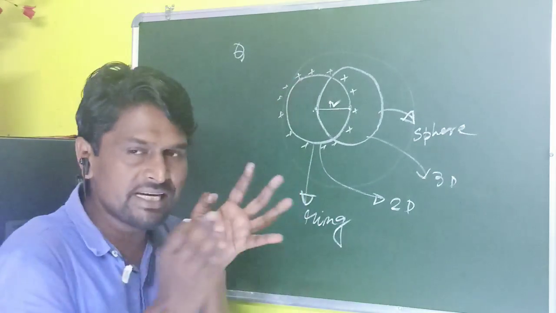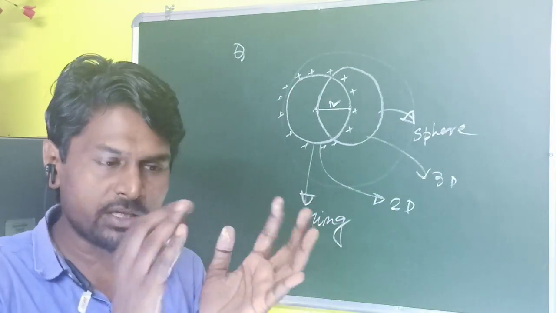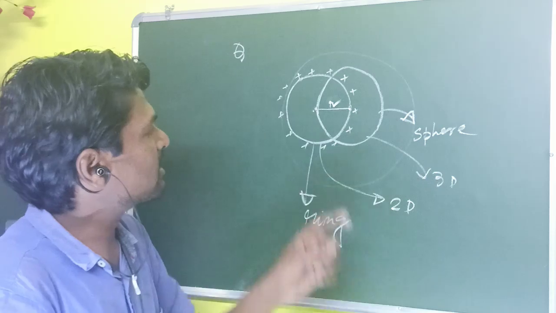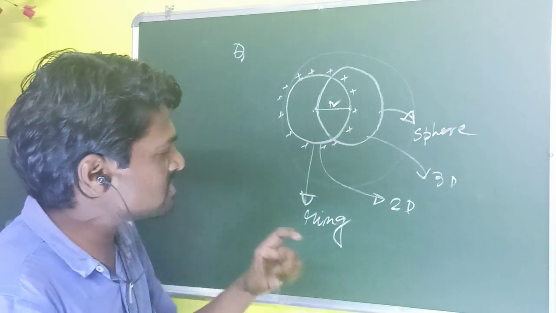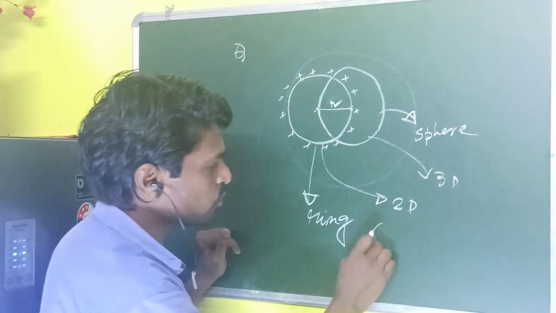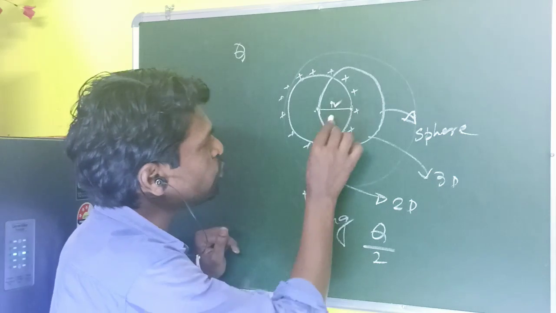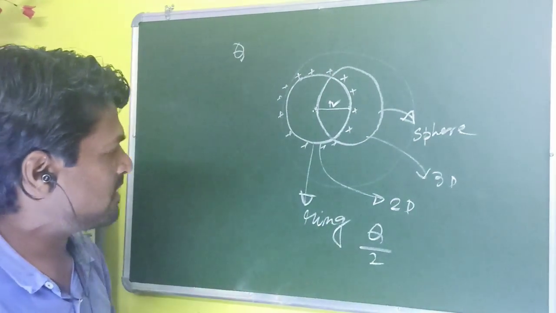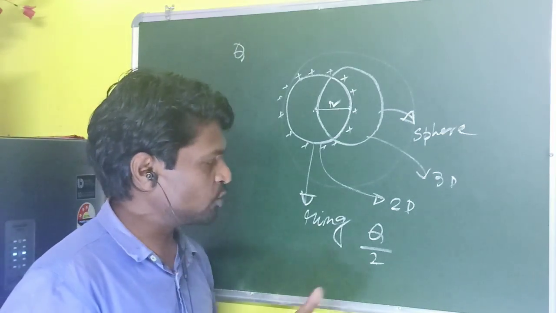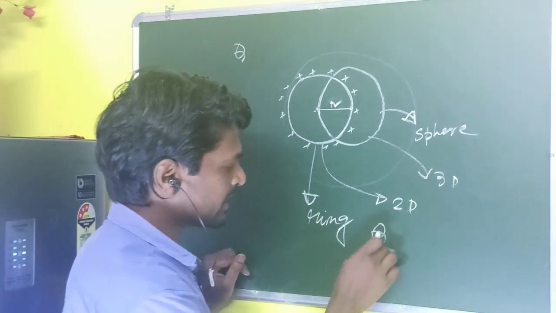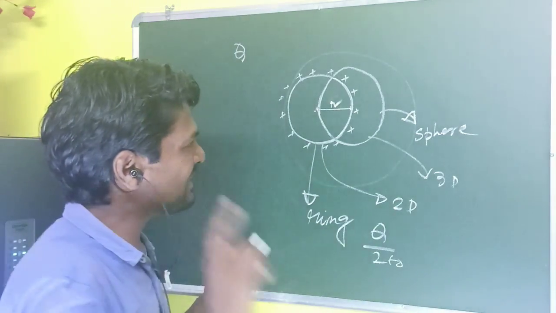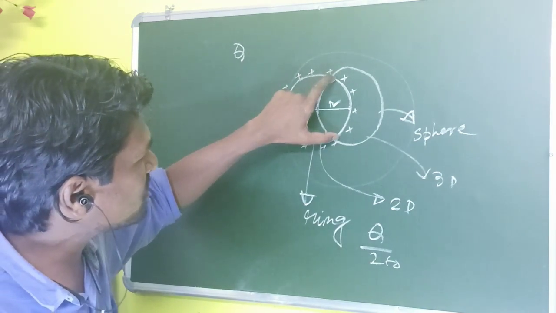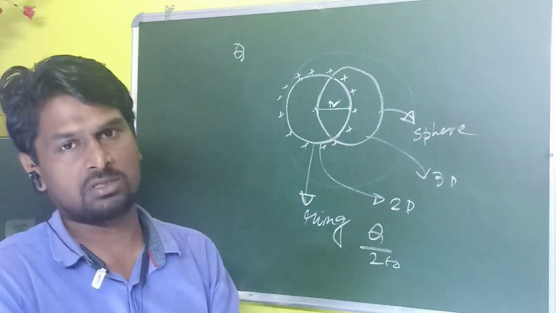If half of the ring is within that particular sphere, then the contribution of flux, with total charge Q, will be Q by 2. That is, Q by 2 amount of charge is within that particular sphere. So the flux will be Q by 2 epsilon naught. But is half of this portion within the sphere or not?